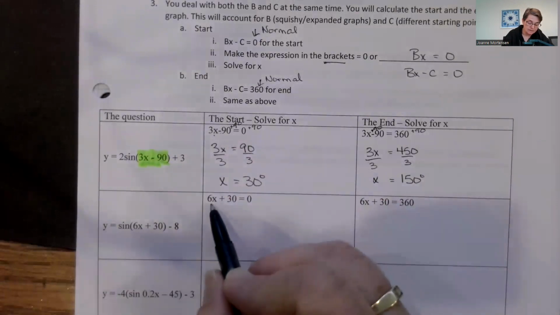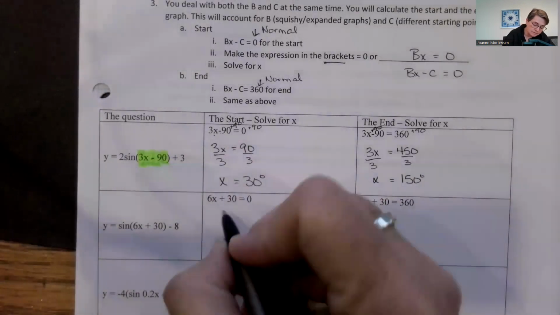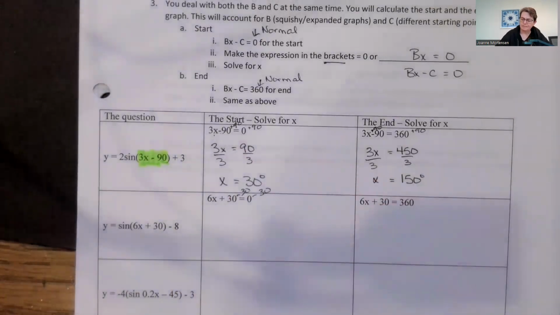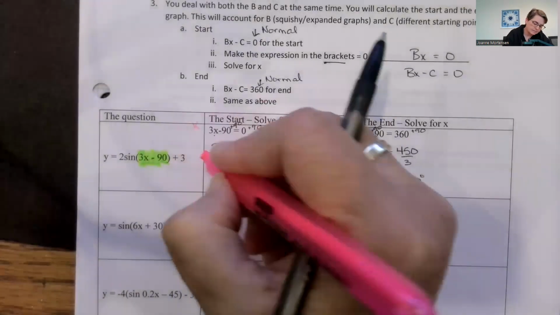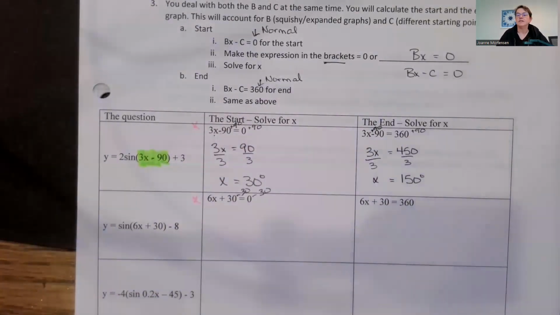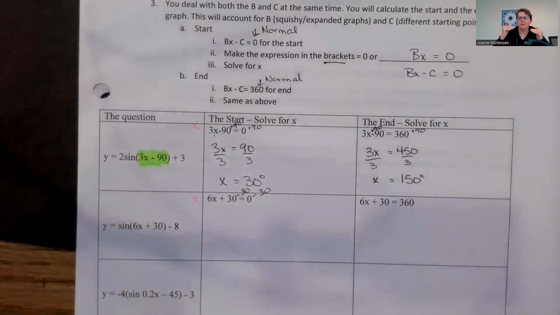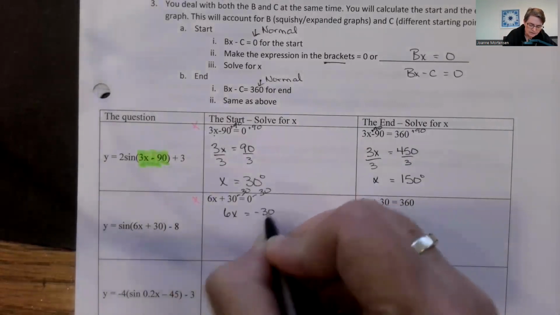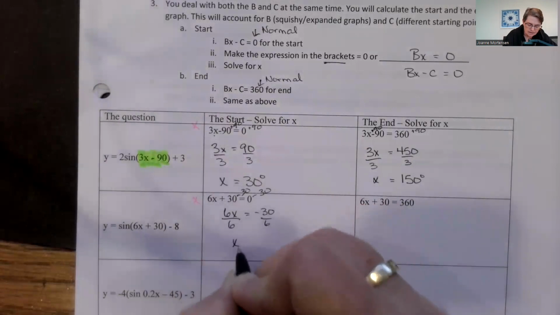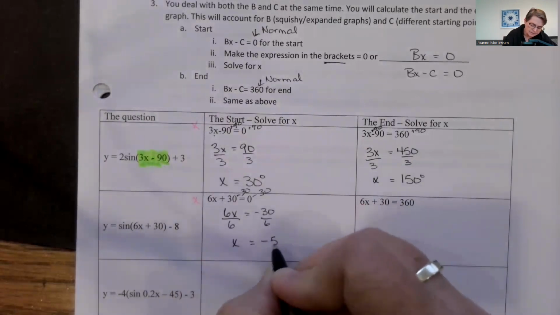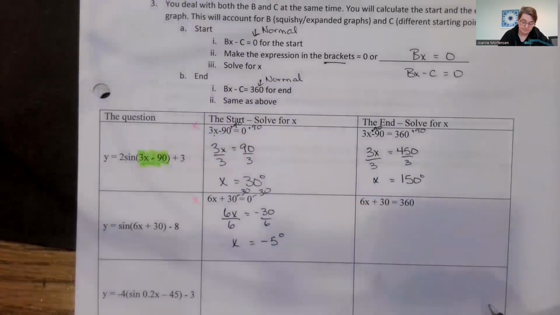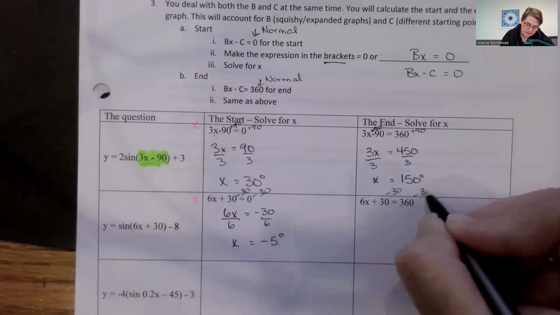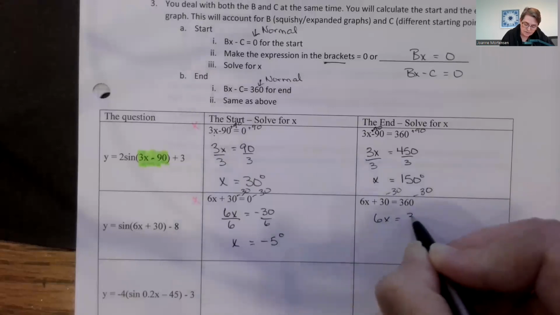All right, let's do this one. So 6x plus 30 is 0. So I'm going to subtract 30, subtract 30. I'm going to fix up your notes so you've got a little more room. So 6x is equal to negative 30, divided by 6, divided by 6. X is equal to minus 5 degrees. All right, 6x plus 30, minus 30, minus 30. 6x is equal to 330.